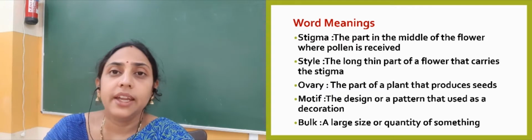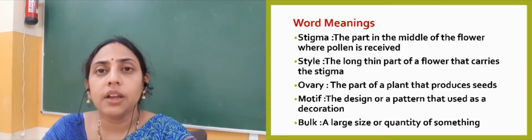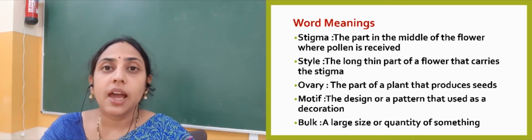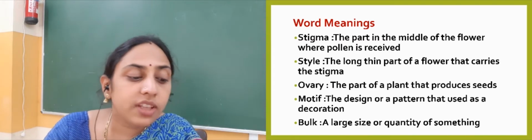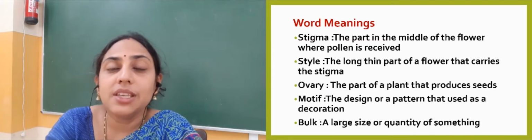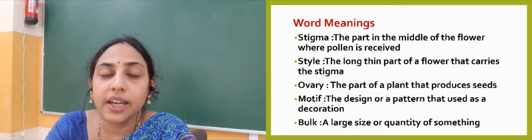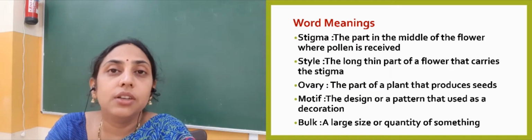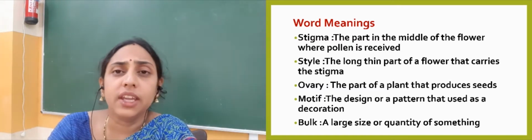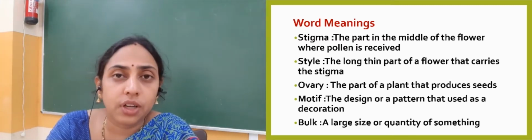Then stigma. It is the part in the middle of the flower, right? So that is the middle of the flower. Then we have style. Style is the long thin part of a flower that carries the stigma. That means style is the part where we can find the stigma and it is again the long thin part of the flower, right?